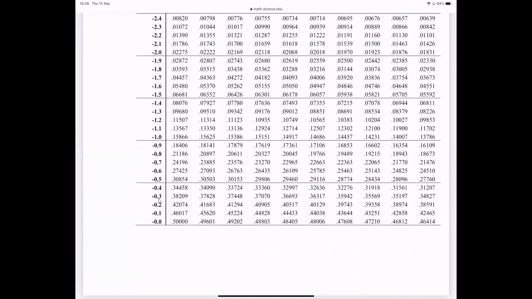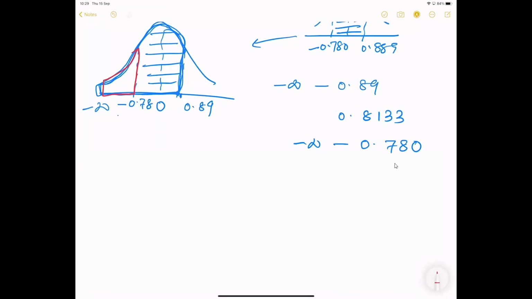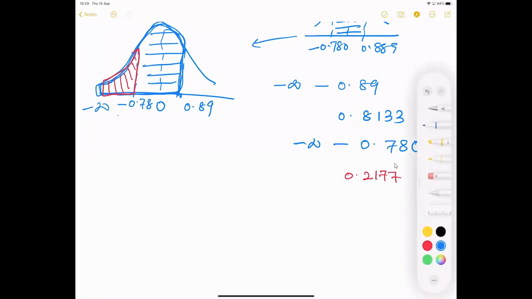0.7 we have here. 7, 8 means this one, 2177. This is 0.2177. Right? This area. But we need which area? We need this area. We have this total area as 0.8133, and this portion, the red color portion, we have 0.2177.